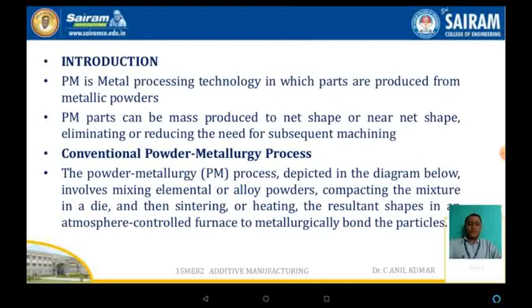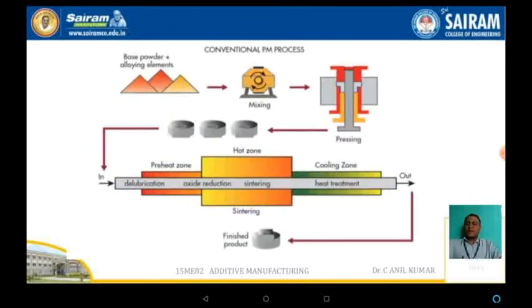The first step is compacting the mixture in a die, and then sintering, or heating the resultant shape in a controlled atmosphere in a furnace to metallurgically bond the particles. Then, if machining is required, that can also be done. The schematic diagram shows how the powder metallurgical components are fabricated.